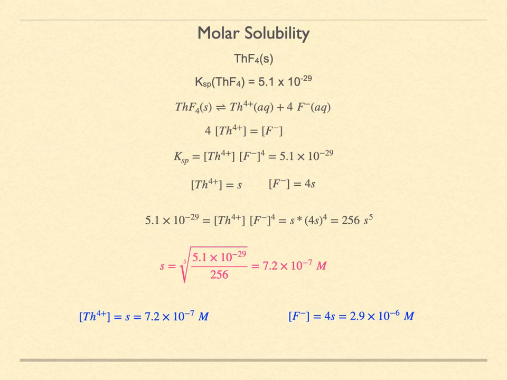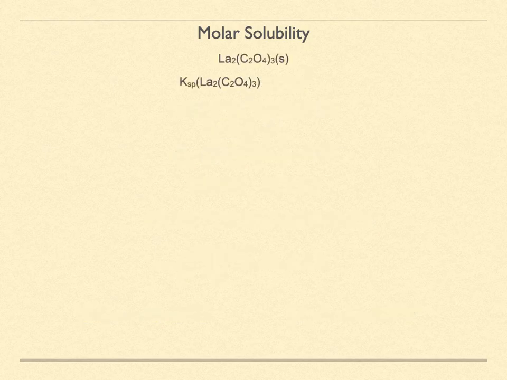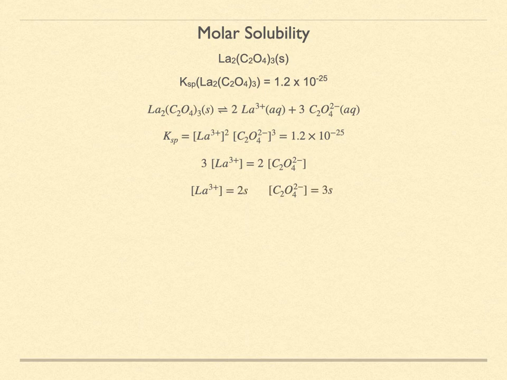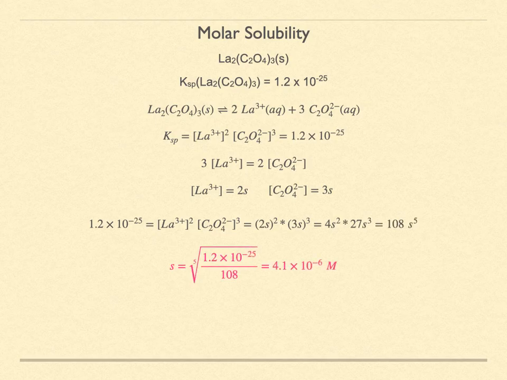One more example. Lanthanum oxalate has a KSP of 1.2 × 10⁻⁵. Here's the balanced chemical reaction equation and the equilibrium expression for the solvation process. The mass balance equation, now we've really been using that previously, but we haven't been specifically mentioning it. It reminds us that the molar solubility S must produce a lanthanum 3+ concentration of 2S and an oxalate concentration of 3S. Substitute and solve for S, KSP equals 4S squared times 27S cubed, or 108S to the fifth. So S is 4.1 × 10⁻⁶ molar.